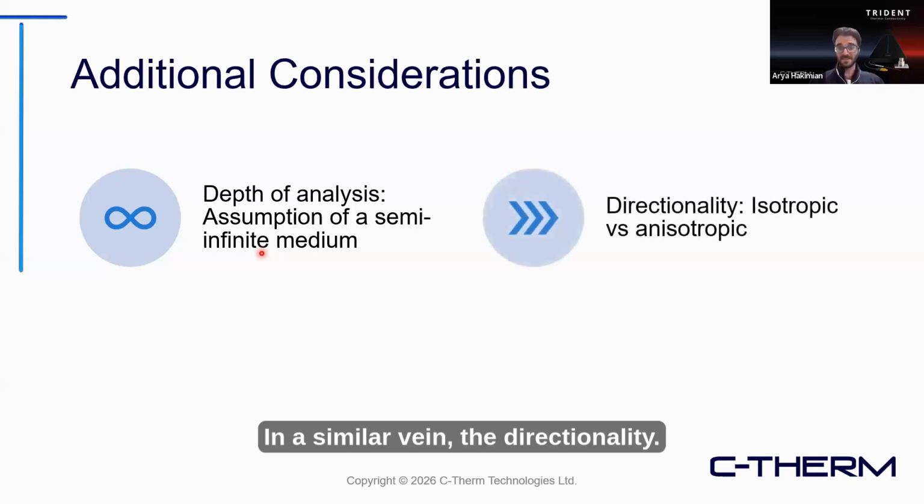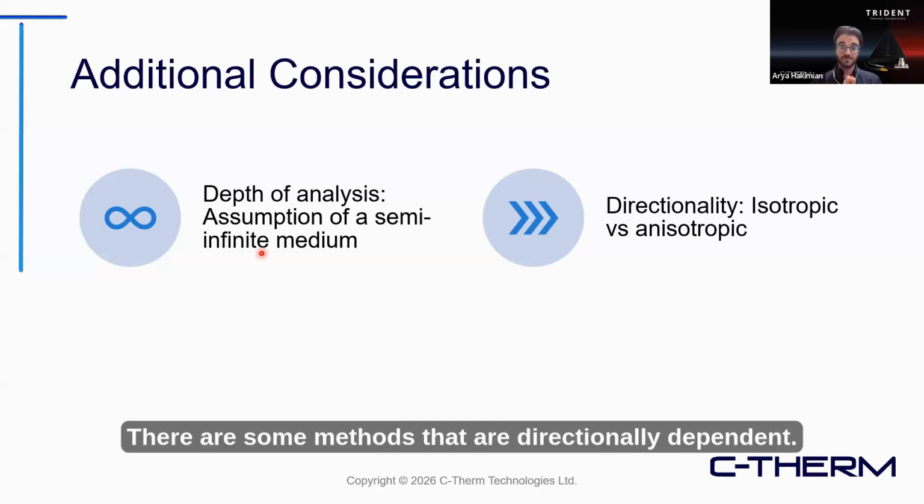In a similar vein, the directionality. Is your material isotropic or is it anisotropic? And if it is one or the other, what is my sensor actually measuring? There are some methods that are directionally dependent.